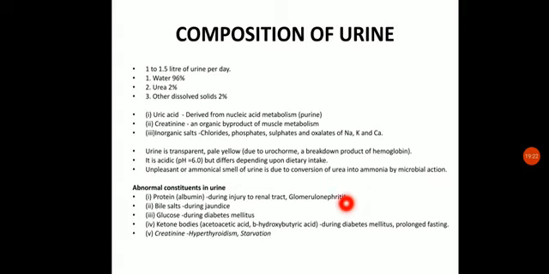And hyperthyroidism, again when the person is suffering from a disorder of the thyroid gland, that is hyperthyroidism, in that case also the person may have a higher amount of creatinine, or there will be presence of creatinine in the urine. Okay, so this is all the composition of urine and the different abnormal conditions of urine.